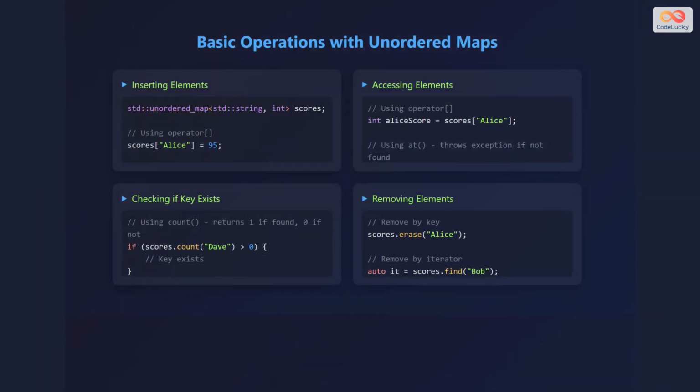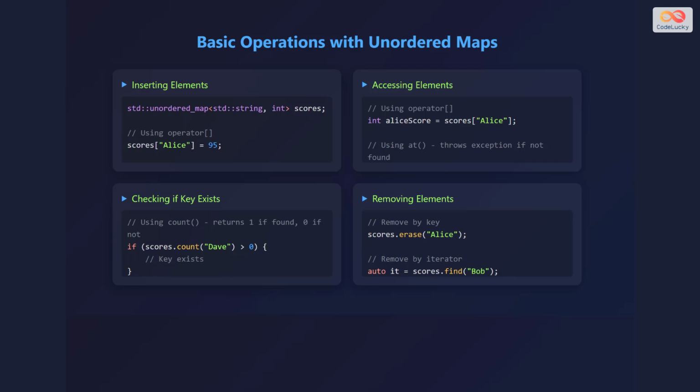Let us explore some basic operations you can perform with unordered maps. Here is how to insert elements. You can insert elements into an unordered map using the square bracket operator, the insert function, or the emplace function. Each of these methods adds a new key-value pair to the map. To access elements, you can use the square bracket operator, the at function, or the find function. The at function will throw an exception if the key is not found, while find returns an iterator to the element, or std::end if the key does not exist.